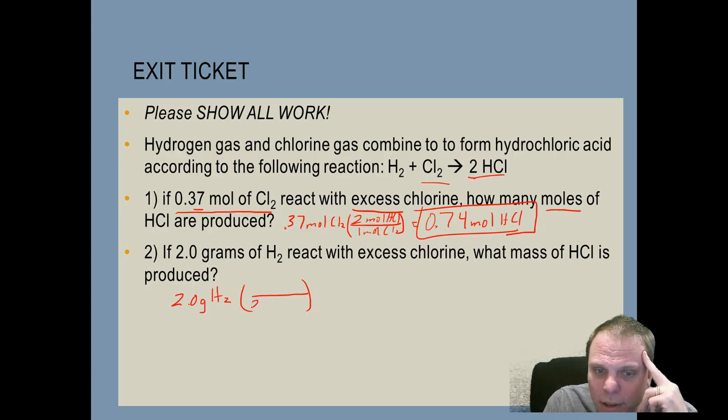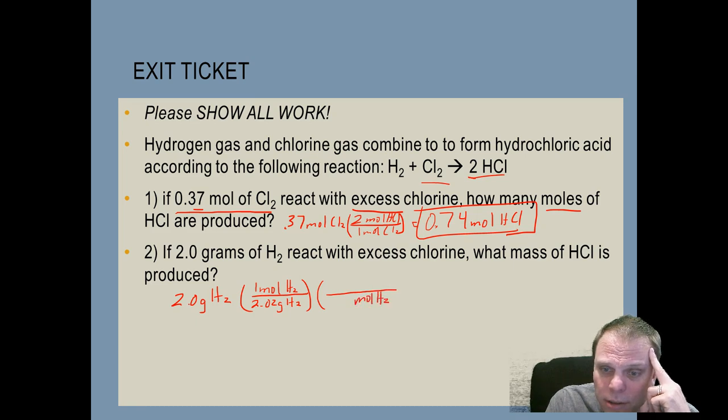Go to the periodic table. There's 2.02 grams of H2 for every 1 mole of H2. Now I'm in moles of H2. I've got to go from moles of H2 to the moles of the other thing I'm looking for, in this case HCl. Where do I go? I go to my balanced chemical equation. It says that 1 mole of H2 is good for 2 moles of HCl.